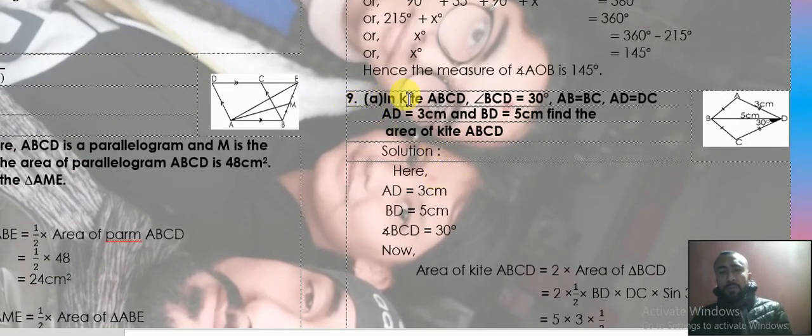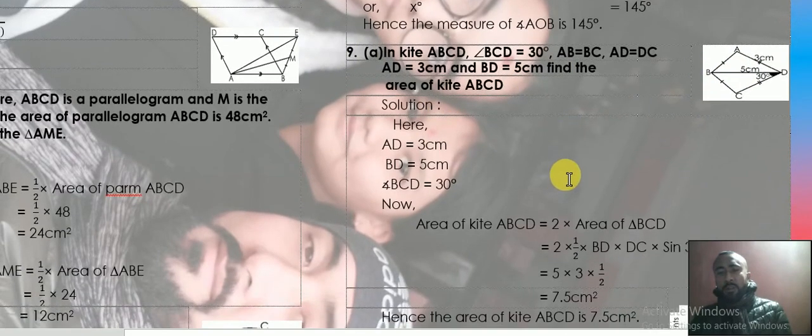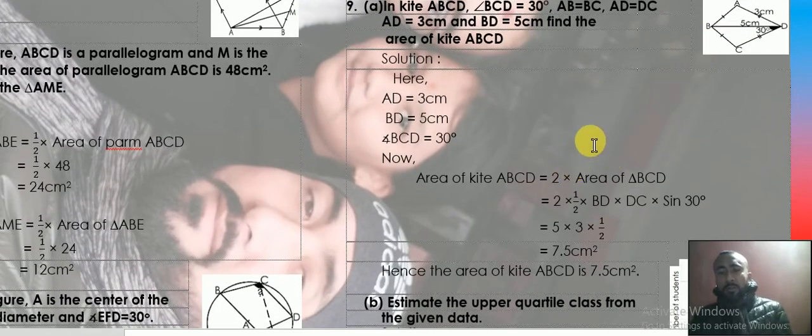So the key point for question number 9 is you should always use the formula here. The formula is area of triangle is equal to half ab sine C. So here this is the triangle that we are searching for, BDC. In this triangle the area of triangle BDC is half BD multiplied by DC multiplied by sine of angle BDC. And the longer diagonal of a kite bisects the kite into equal halves, so that's the property. So area of kite is equal to 2 multiplied by area of triangle BCD, and this is the main key point.